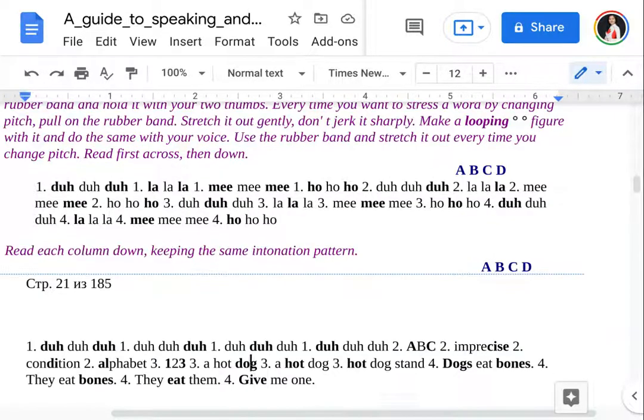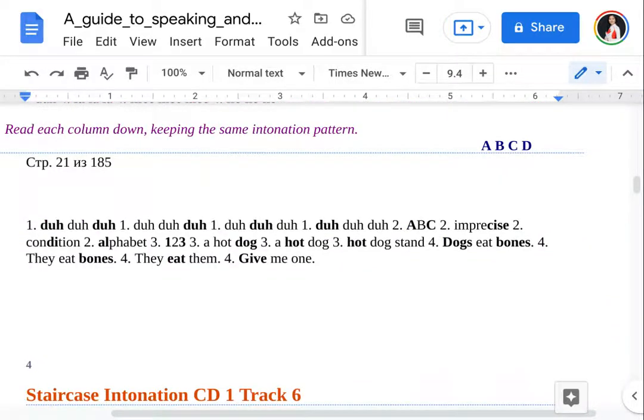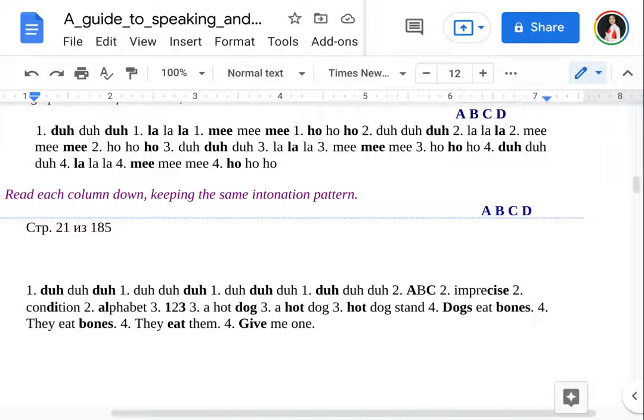Now down. Column A. Da da da. B. La la la. C. Me me me. D. Ho ho ho. Read each column down, keeping the same intonation pattern.